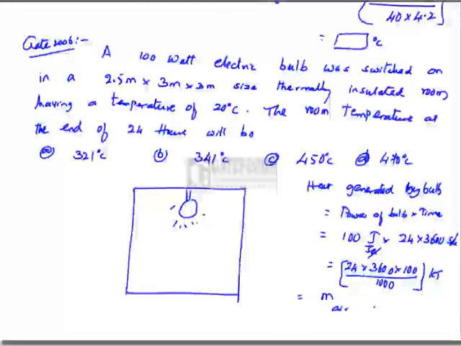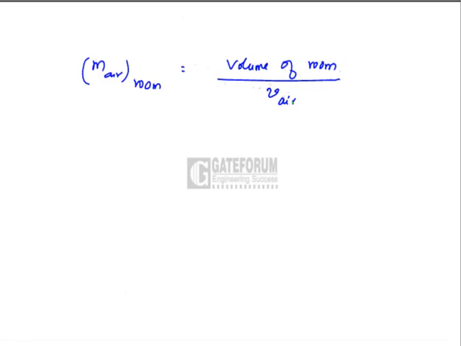That should be equal to the mass of air into CV of air, not CP, because heating is done at a constant volume, into the temperature rise of air. The mass of air in the room is equal to the volume of room divided by specific volume of air, or volume of room into density of air. That is 2.5 into 3 into 3. We can take the density of air as 1.18 kg per meter cube. So many kg.